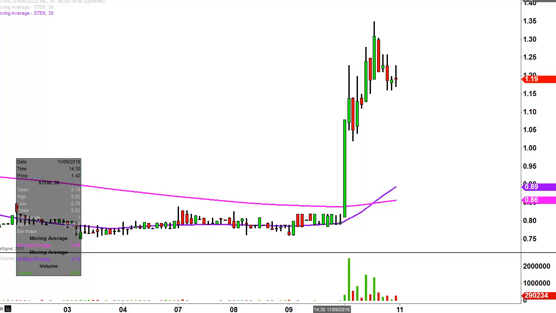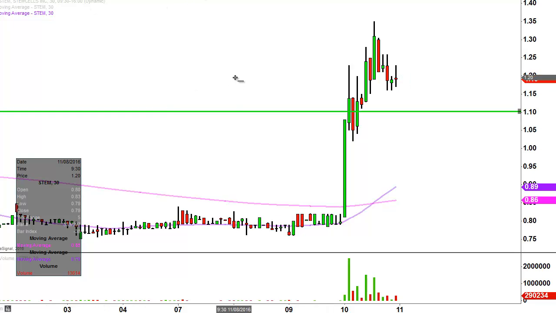Not to state the obvious, but I will anyways. Just a big old day here. Majority of the gains came this morning, but to think that yesterday and then for the past several days the price was down here below 80 cents. Now it's closed up here just shy of $1.20. Overall, very solid day. So let's map out some levels of support and resistance.